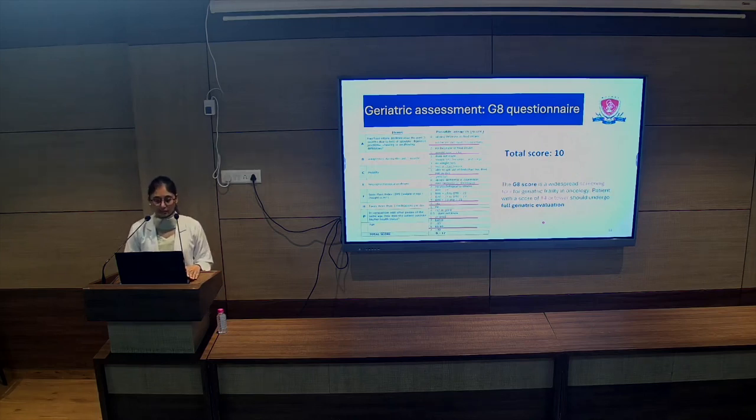So a score of 8 means it is less than 10. That means the patient has to undergo a full geriatric evaluation before deciding whether to start the treatment or not.